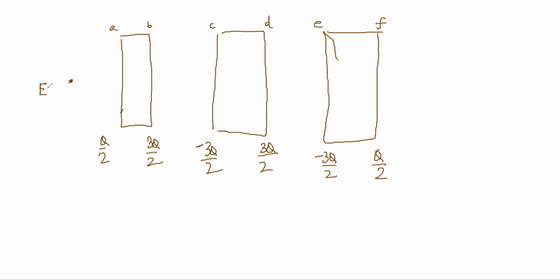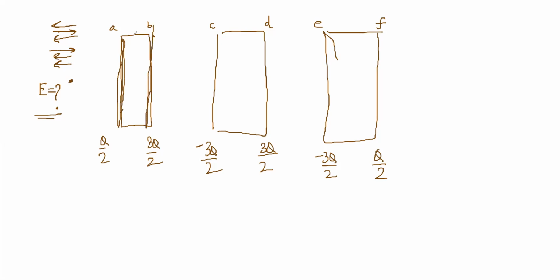Correct. So now, what is the field here? This is not a far off point. This is a nearby point. That will be the field due to A, and due to B, and due to C, and due to D, and due to E, and due to F, right? It will be because of each plane sheet of charge. This is a plane sheet of charge. This is also a plane sheet, right?